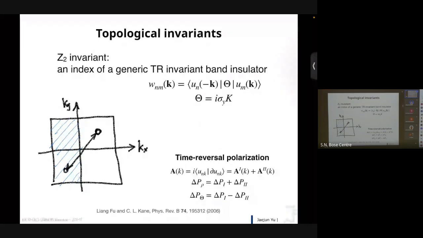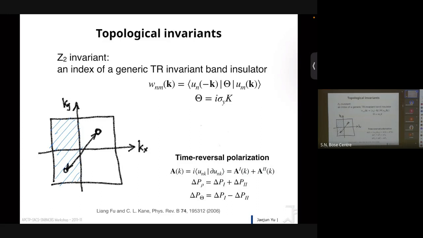Later on, that can be verified by integrating the Berry connection and also the Berry curvature. But today I'm not going to describe all that complicated thing.